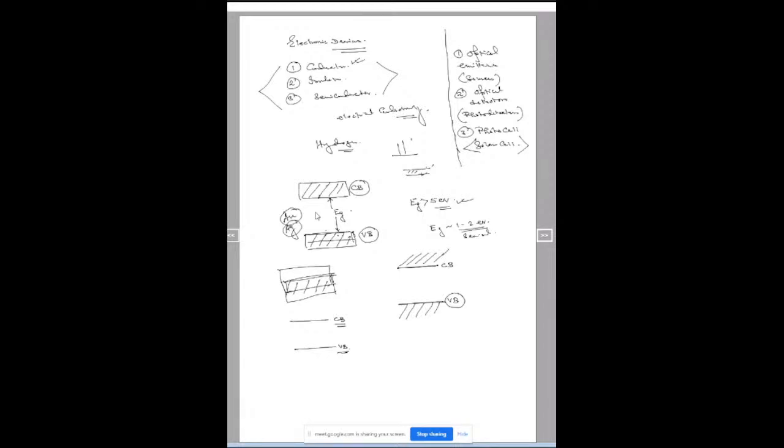What is an electron volt? An electron volt is the amount of energy which an electron gains when it is accelerated across a potential difference of 1 volt. So it becomes 1 volt times the charge of the electron Q, which is 1.6 times 10 to the power minus 19 coulomb, times 1 volt. So this becomes 1.6 times 10 to the power minus 19 joules.